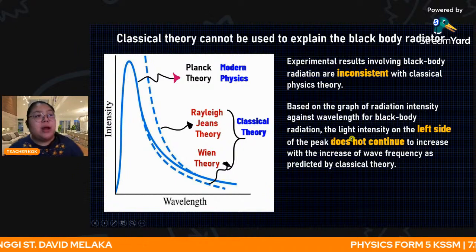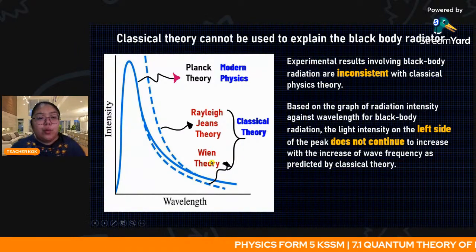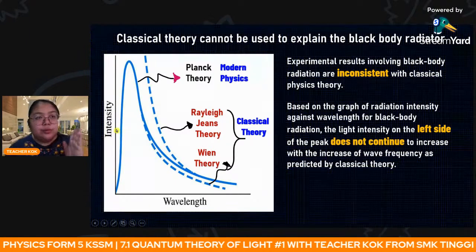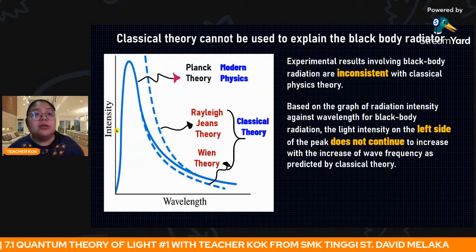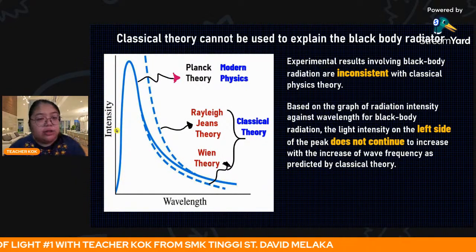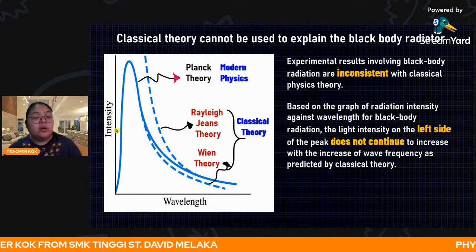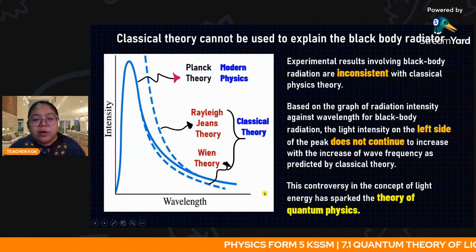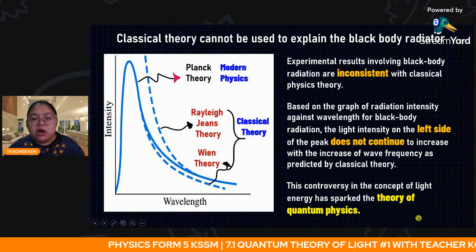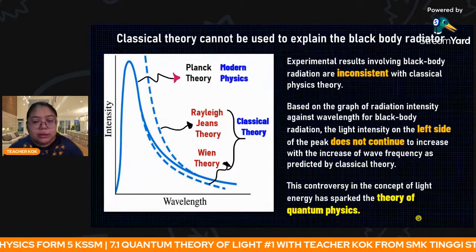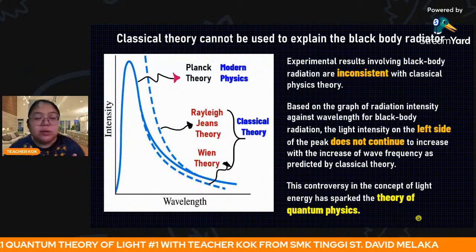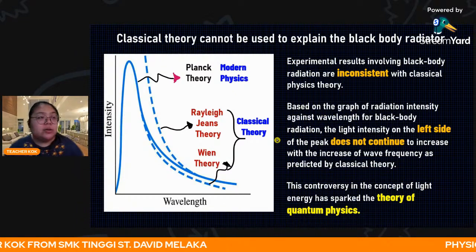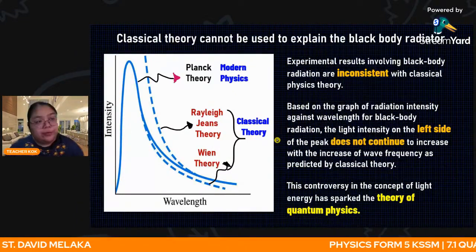Okay, but when they do the experiment, they find for the black body, when the frequency keeps increasing to the maximum, the light intensity will drop. So this one already crashed. The theory already crashed, for the modern and also the classical. When they do the experiment, they want to prove it. So this controversy, the concept of the light energy, has sparked the theory of quantum physics. Because of the crashing, they create another theory. This one is called quantum physics.